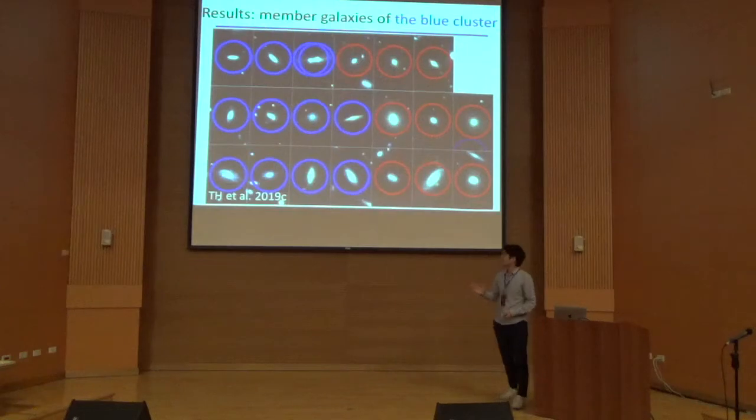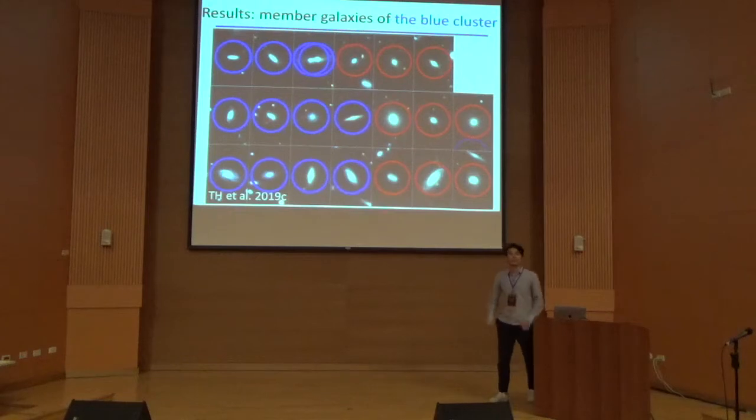So the member galaxy looks like this. This is really different from the archetype of local massive galaxy clusters. Actually, more than half of the member galaxies are categorized into blue star-forming galaxies by our definition. So why is this blue cluster so blue?